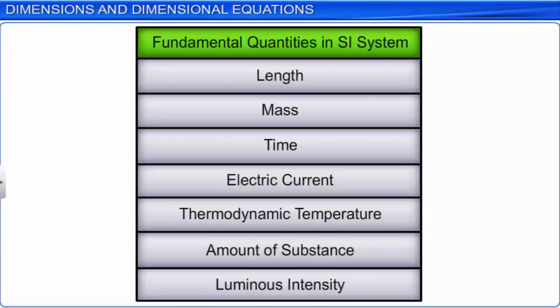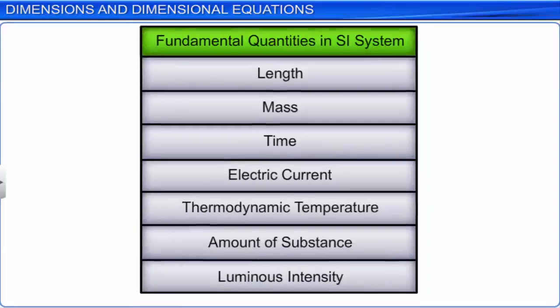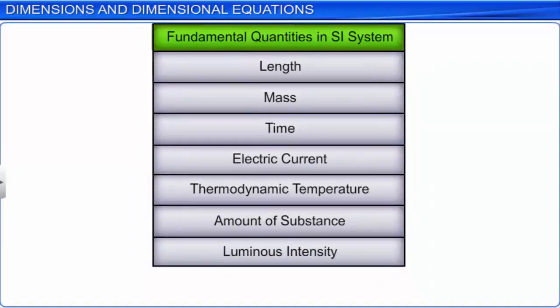The 7 fundamental quantities are length, mass, time, electric current, thermodynamic temperature, amount of substance, and luminous intensity. These are also referred to as base quantities. All other physical quantities can be conveniently derived from these base quantities.